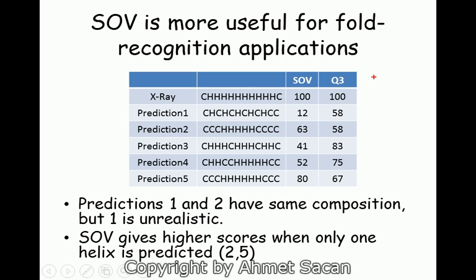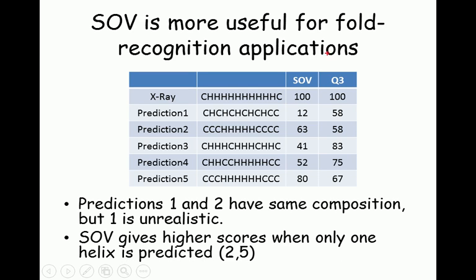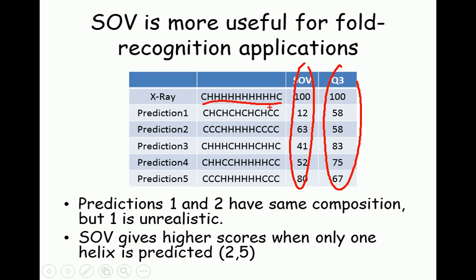All right, so in these examples, we are given the Q3 score and the SOV scores for the same predictions. The first line is the correct secondary structure state, and that would usually be listed in the PDB file. There are also programs that can look at the three-dimensional coordinates of the amino acids and tell you what the secondary structure states are. And I'll show you that this is not a ground truth.